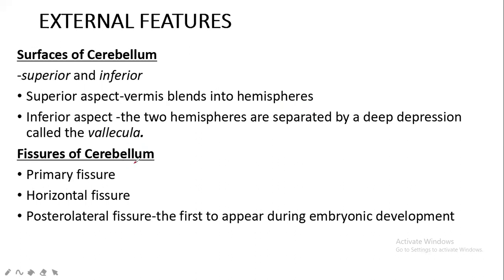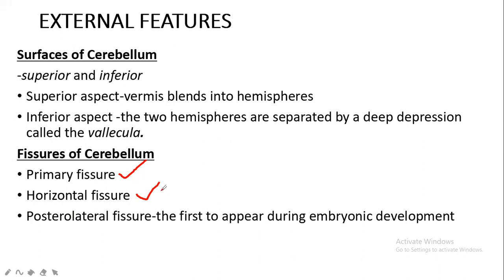The fissures of the cerebellum: we have three large fissures. We have the primary fissure, or the fissura prima, then the horizontal fissure, and then the posterolateral fissure. The posterolateral fissure is the first one to appear during embryonic development.